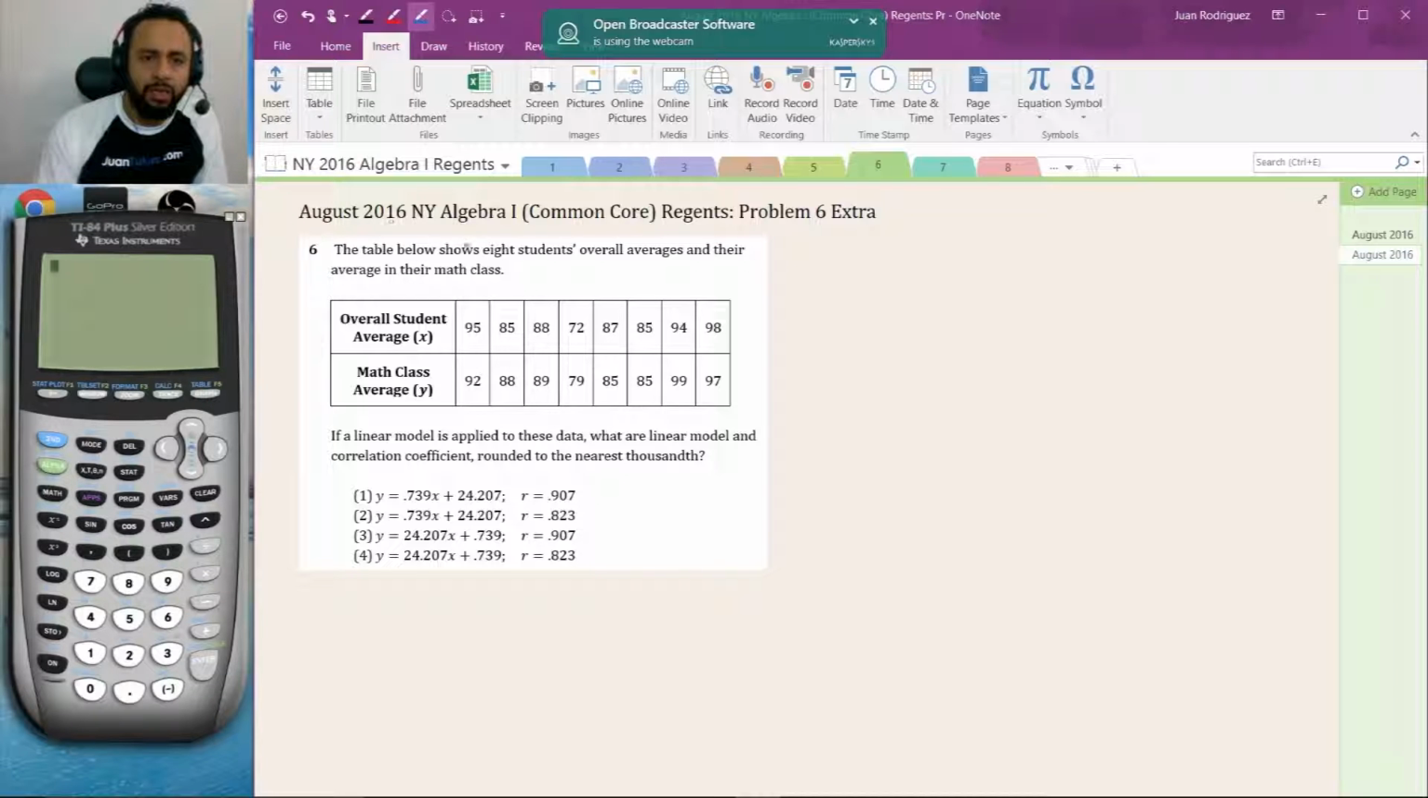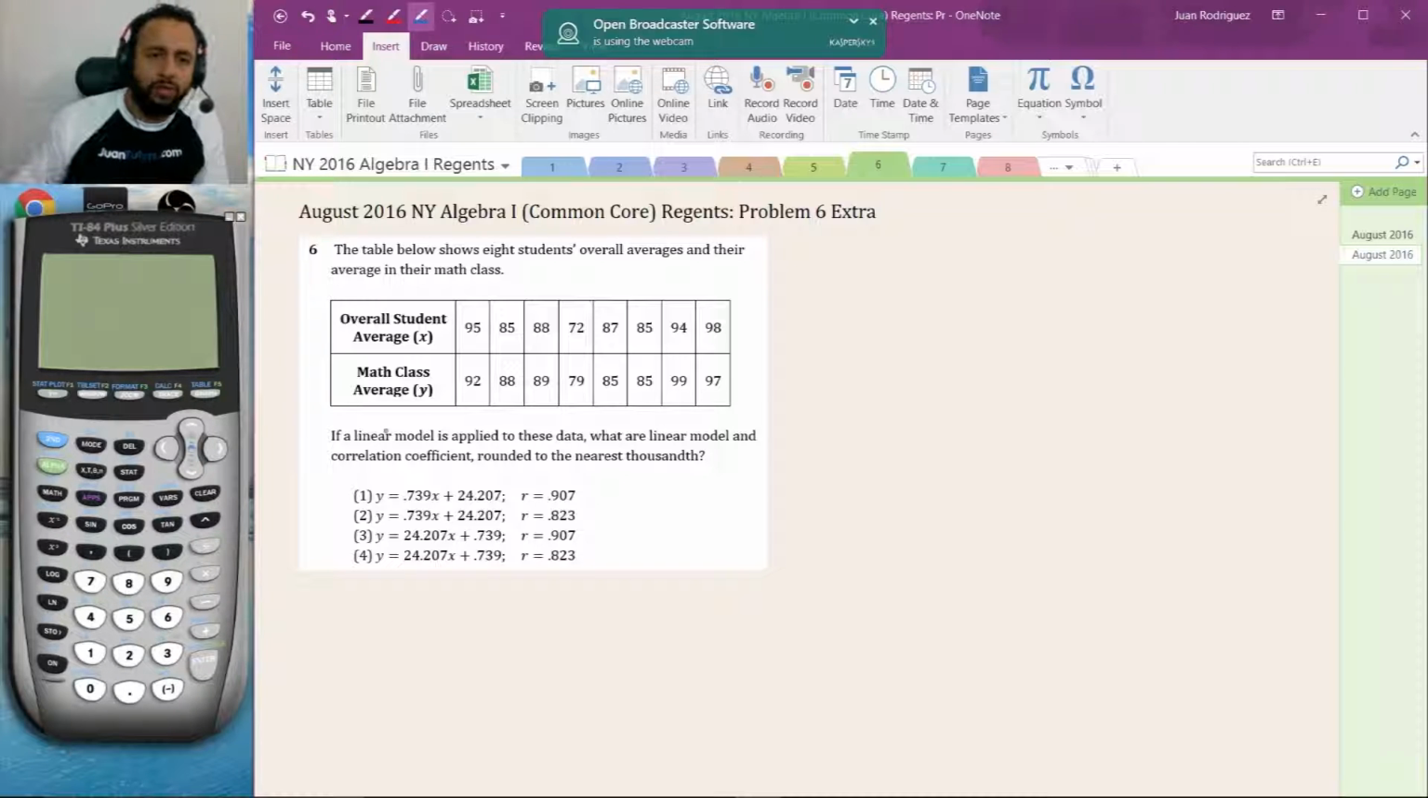So here's the problem. The table below shows 8 students' overall averages and their average in their math classes. Overall student average right here, I see they vary from the low 70s to the high 90s, and the math class average, similar to the last problem.